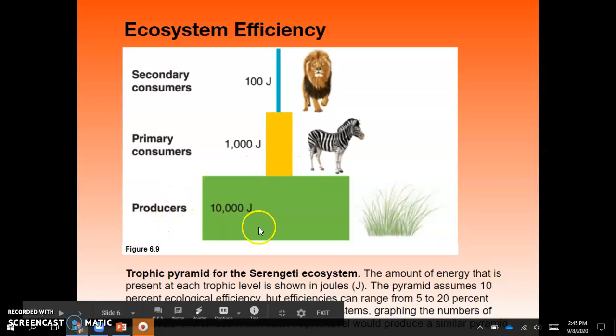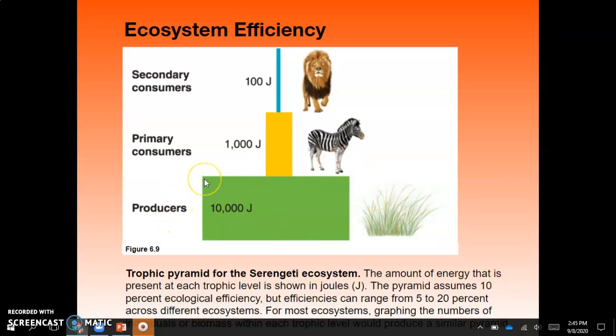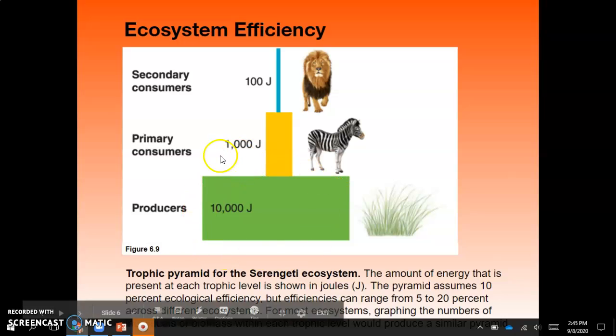So they're always going to be at the bottom of our energy pyramid because they have the most energy. But we have to understand that most of this energy does not make it up the food chain. Okay, so this is the gross primary productivity of our producers, but it doesn't all go to the primary and secondary consumers. Some of it gets lost. Okay, a lot of it actually gets lost as heat.